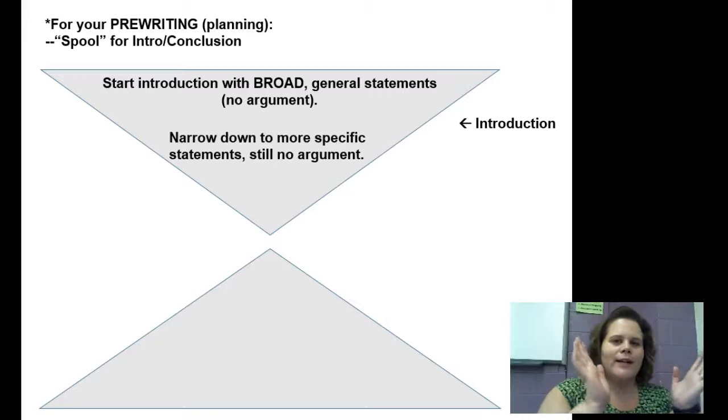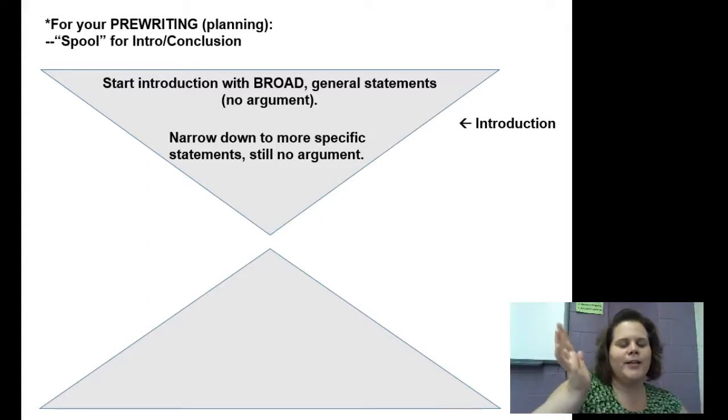Then you want to narrow it down to your argument, but not tell them what it is yet. And I'll show you how to do this, but you start broad and you narrow it down slightly. So maybe everybody has been on vacation somewhere. Some people might choose the beach while others choose the mountains. I, on the other hand, had a great vacation at blah, blah, blah, where I did blah, blah, blah.